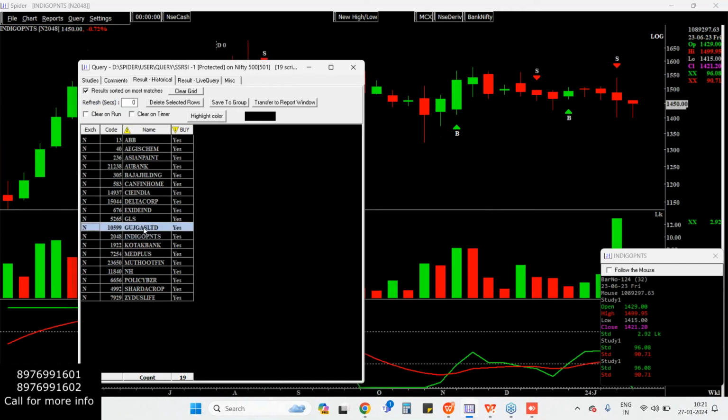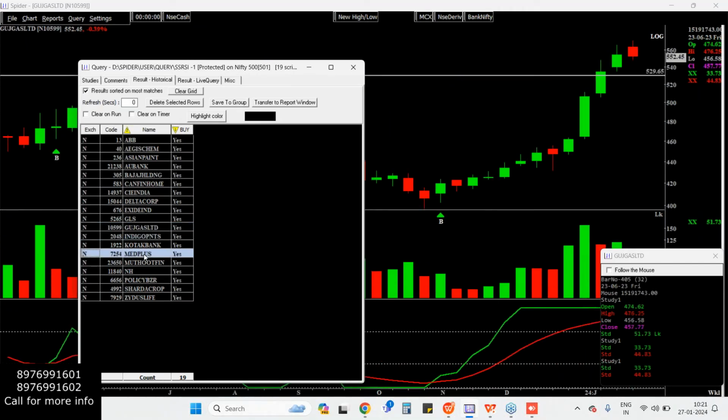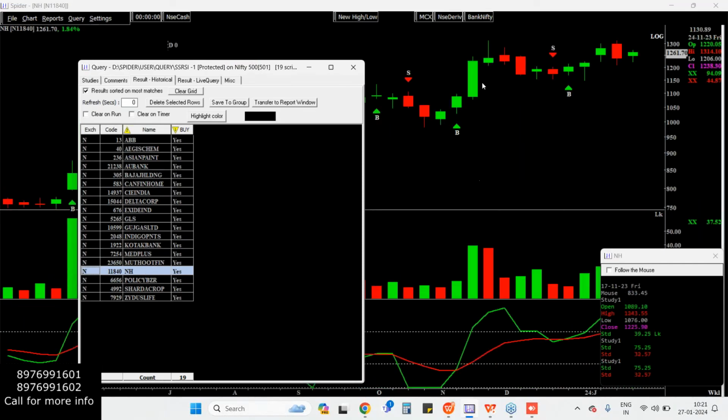Other than that, every stock that we can see over here was completely positive for us. And as we discussed priorly, if the candle is very big, you don't have to take the trade over there.